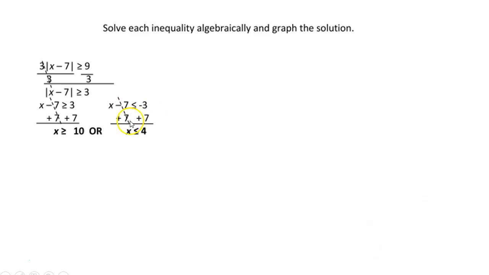from solving this inequality. So what that means is that any number that's bigger than or equal to 10 can go in for this x, and this sentence will be true. Or any number that's less than or equal to 4 can go in here, and this sentence will also be true. What does that look like on a number line? It looks like this. X can be bigger than or equal to 10, so that's from here on. Or x can be less than or equal to 4, which is from here on.